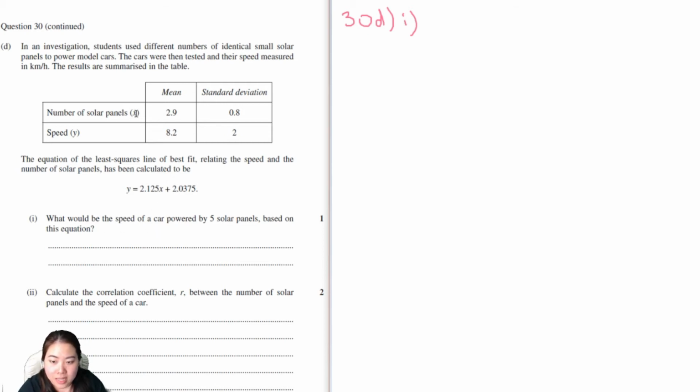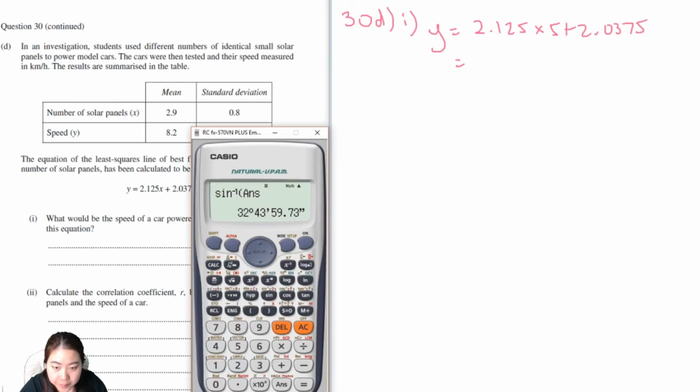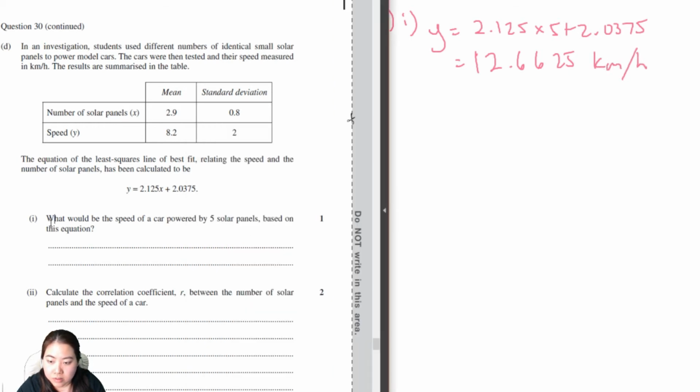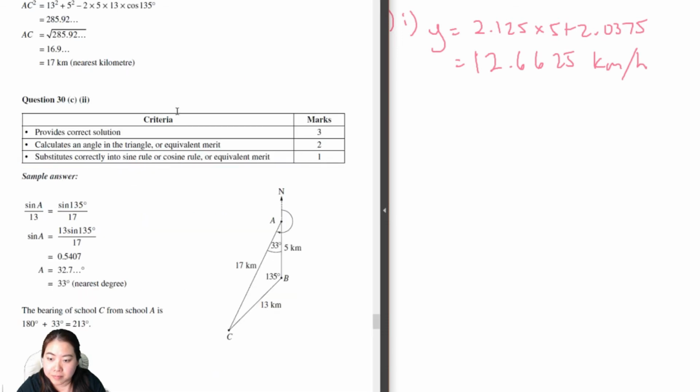Number of solar panels is x, speed is y. We just have to put 5 in where the solar panels should be. Y is equal to 2.125 times 5 plus 2.0375. And we should get the speed from that. The speed is 12.6625 kilometers per hour. Do I need to round it? No, let's see.